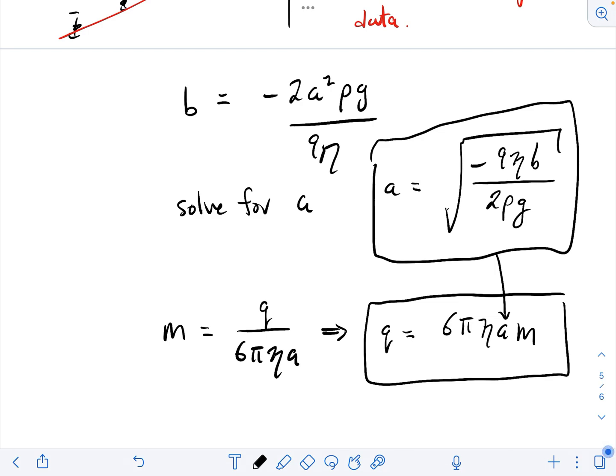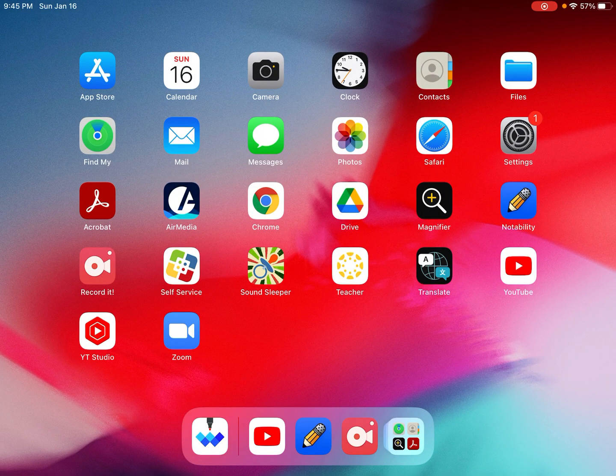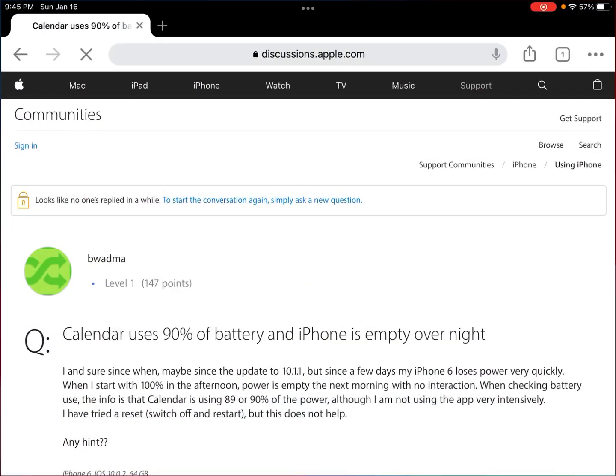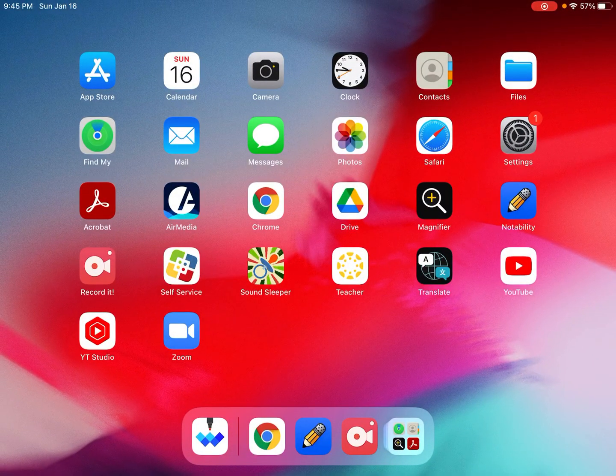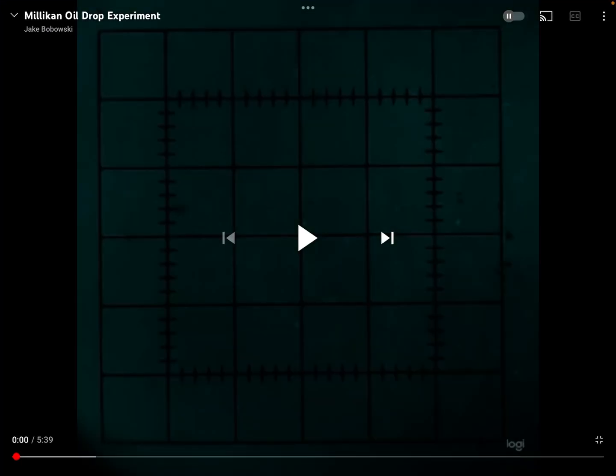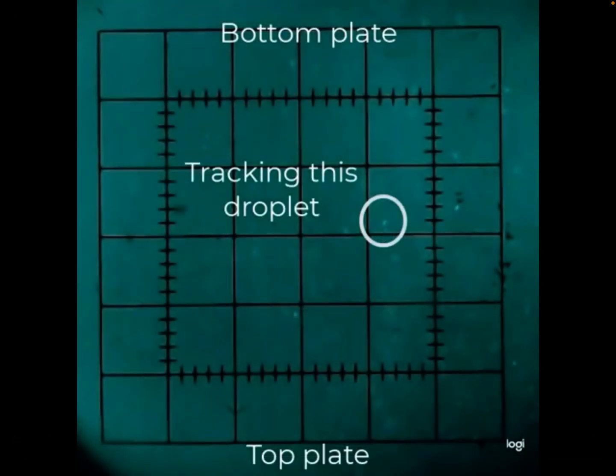Okay, good. So that's what I want to show you. I just want to show you this video once more that I showed, I think, during the class. It's a 5-minute video. We won't watch the whole thing, but we're going to track the droplet that was inside that circle. Here's the grid that we can use to measure distances.